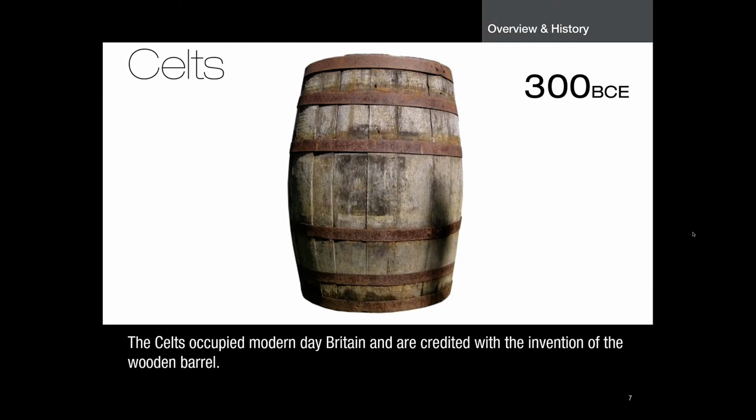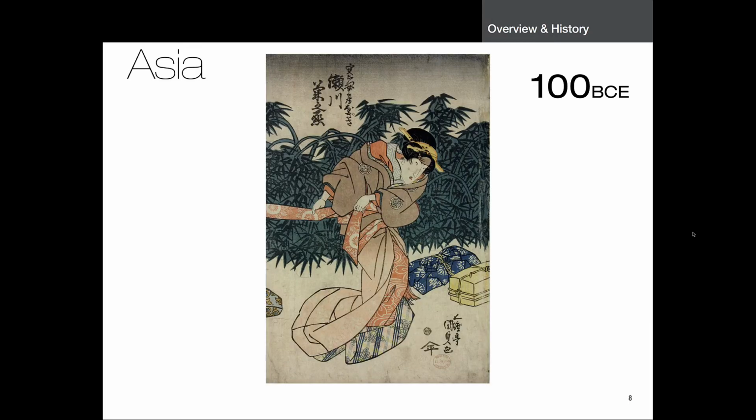And as I said, this is going to be a very brief lecture, giving you the highlights here. So we're jumping ahead to around 300 BCE, before the Common Era, to the Celts. The Celts were the people who occupied what is modern-day Britain and Ireland, and they are the people credited with creating the first barrel or cask. Here you can see a more modern version of it. But the idea of creating these wooden barrels that were usually held together by metal rings, again, made it very easy to transport on ships across the ocean.